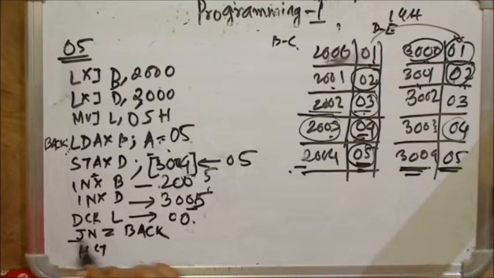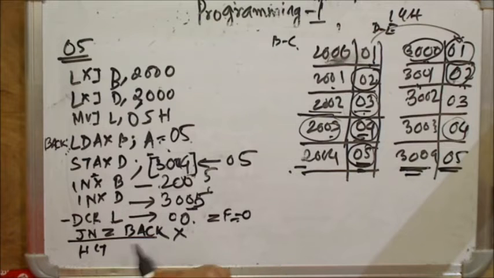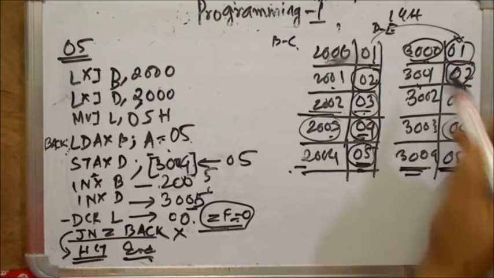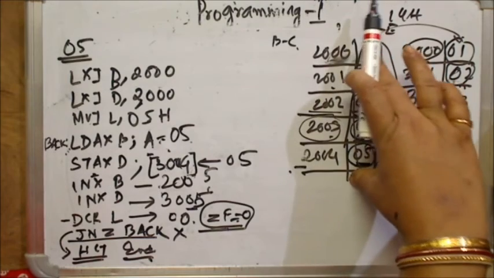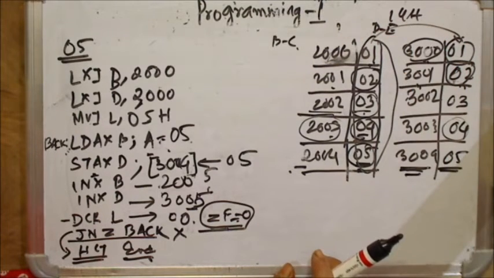Now jump if not zero. Here this condition will become false because our zero flag has already been set based on the previous instruction. The count has become 0, so the zero flag is set. So this condition will become false, and the processor will come out of the loop and end the program. So by the end of the program, our data which was stored from location 2000 to 2004 is now copied to 3000 to 3004. So I hope this program is very clear.